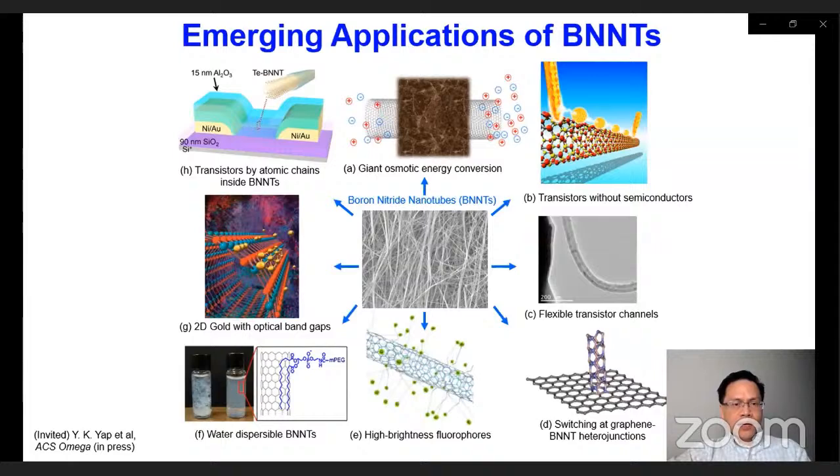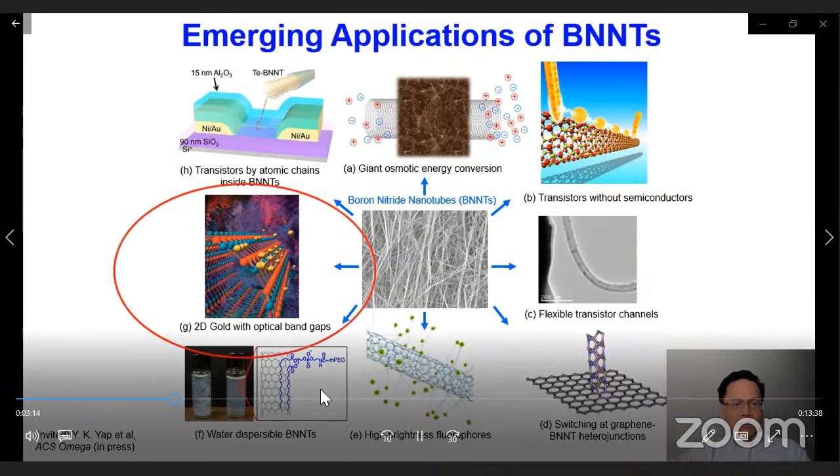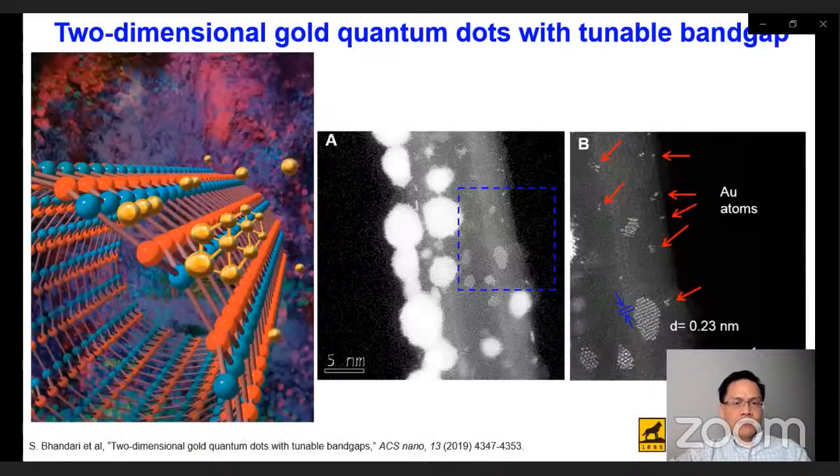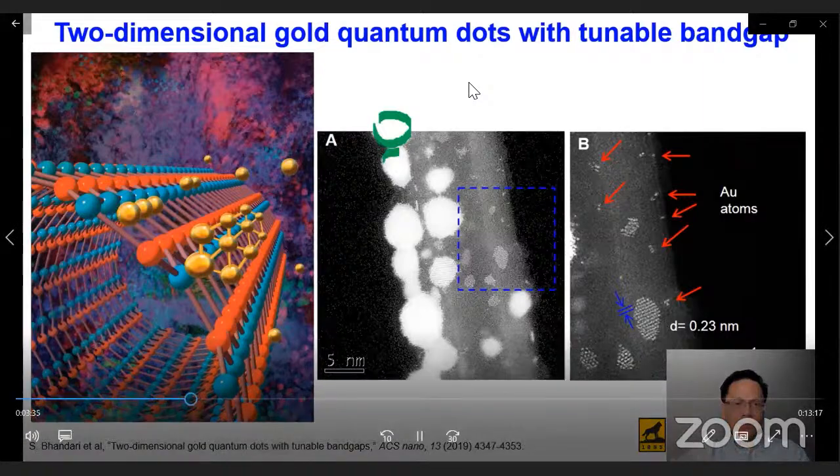Next, let me talk to you about 2D gold with optical bandgap. This work is very related to the work that we have just discussed, transistor without semiconductor. For example, you can see that here are the gold nanoparticles that we described earlier, where we are using them to demonstrate transistor without semiconductors.